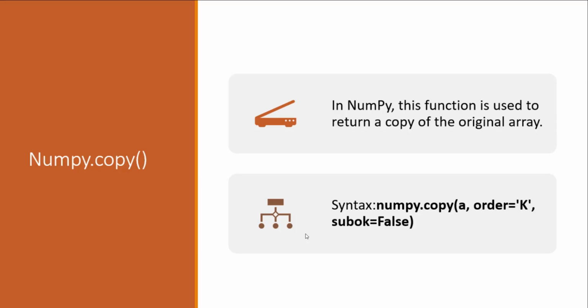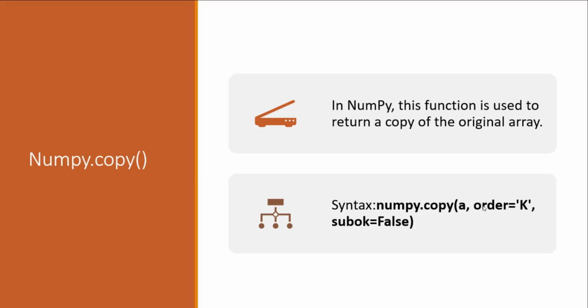numpy.copy is the function name and within this function there are three parameters. The first parameter is a. This parameter indicates the input array. The second parameter is order. It specifies the memory layout of the copy, and by default it takes the value K, which means the layout of the input array as closely as possible.